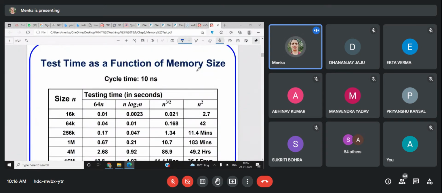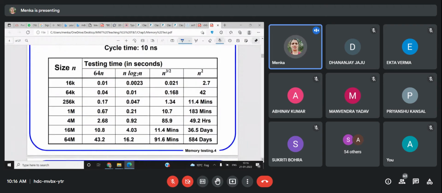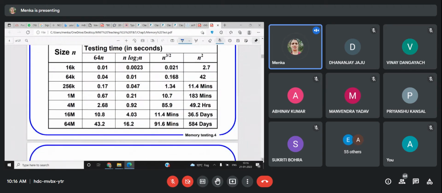Test time as a function of memory. So this is the test time given as a function of memory. If the memory size is big, how will the test time behave? There are different algorithms, so this is the timing complexity. Some of the algorithms might be proportional to the number of bits squared. Some might be logarithmic and linear. Some might be linear only.